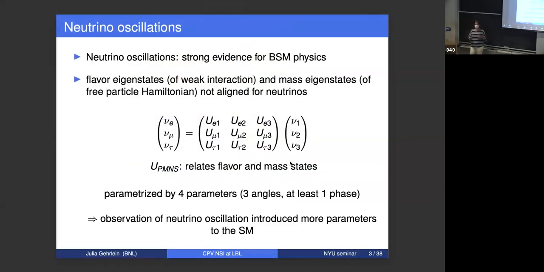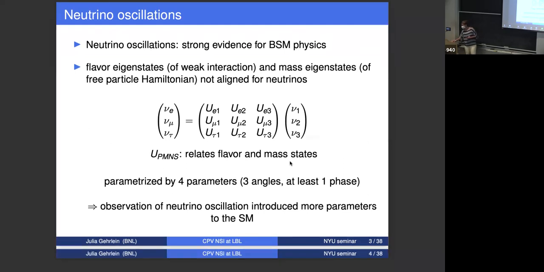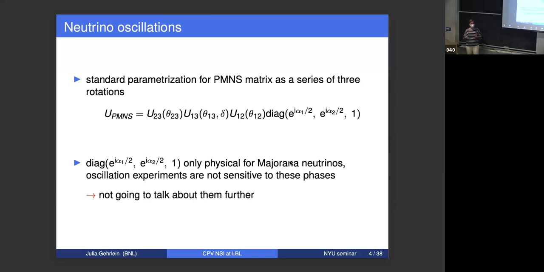Neutrino oscillations happen because the flavor eigenstates of the weak interaction and the mass eigenstates of the neutrinos are not aligned. In fact, they are related by a mixing matrix, the PMNS matrix. This matrix can be parameterized with four parameters, three angles and at least one phase. This means that the observation of neutrino oscillations introduced more parameters to the standard model. In the standard parameterization of the PMNS matrix as a series of three rotations, we have three new mixing angles and one phase.